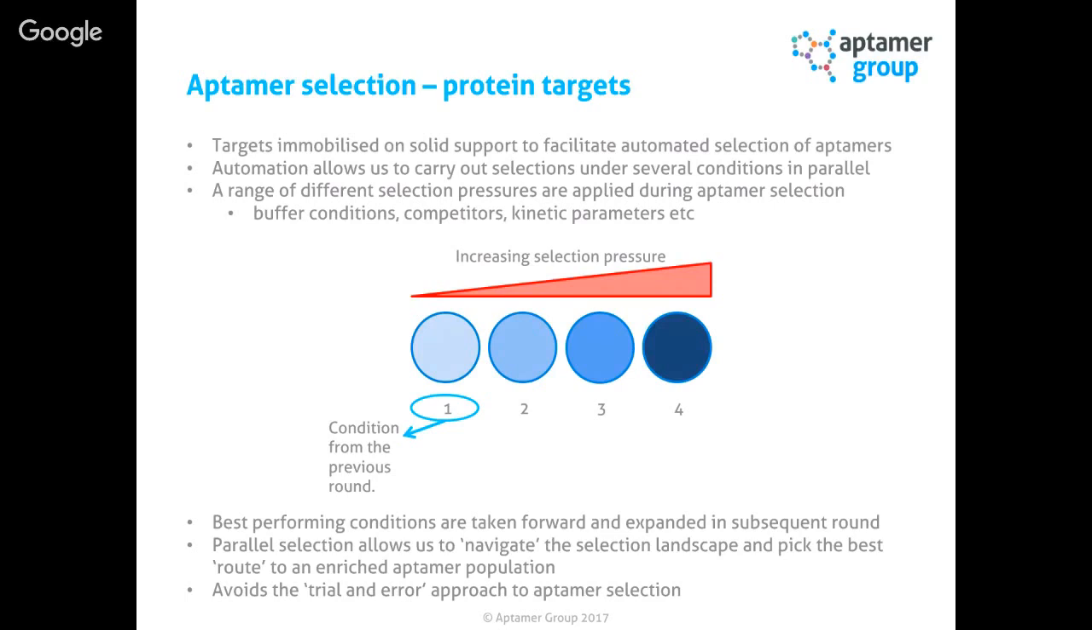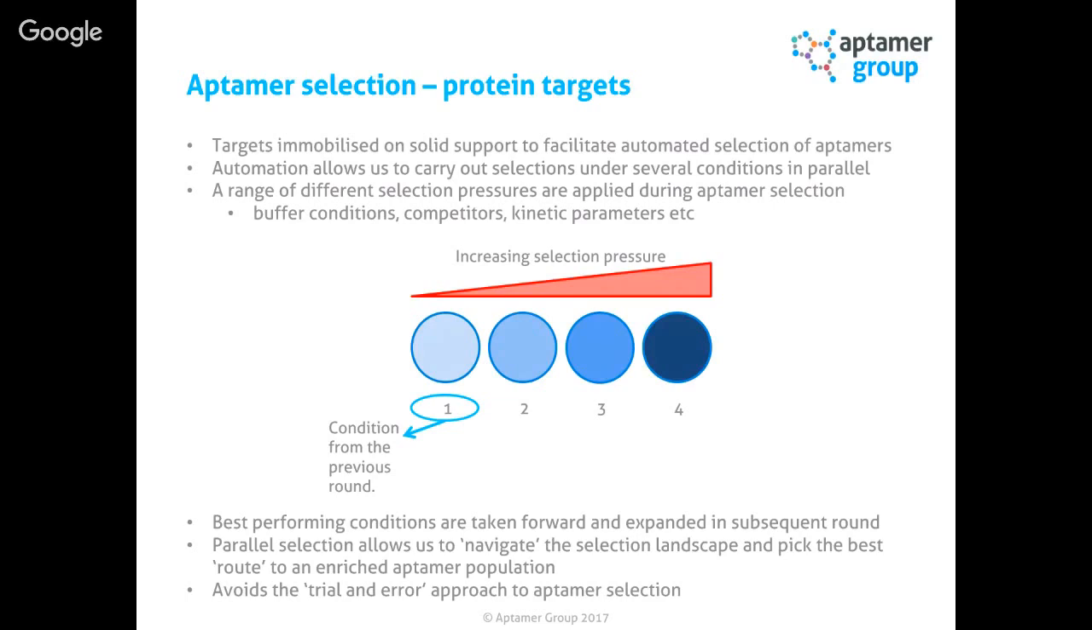And you might get lucky. Sometimes that works. But what we found is more often than not, you might put too much selection pressure on because you don't really understand the nature of the target. So what we've done is turned the aptamer selection approach into a multiple branched approach. And I'll explain what that means here.